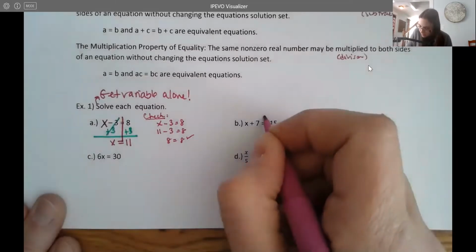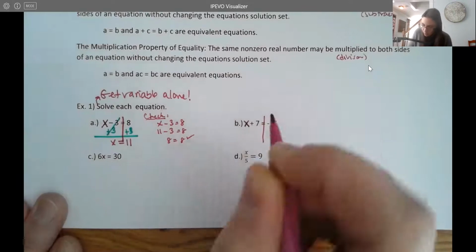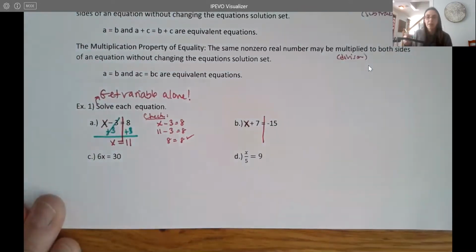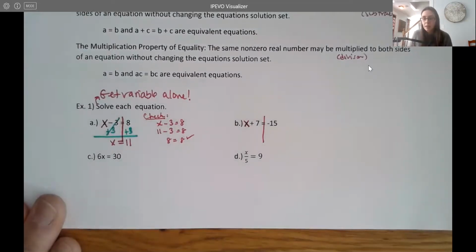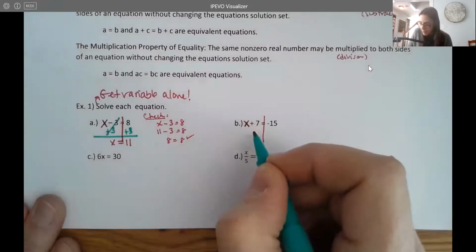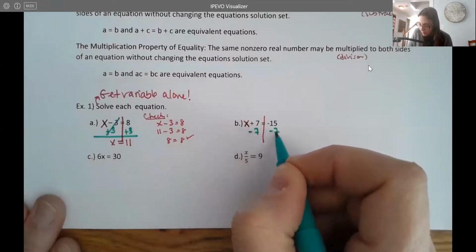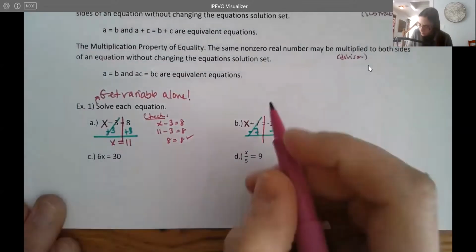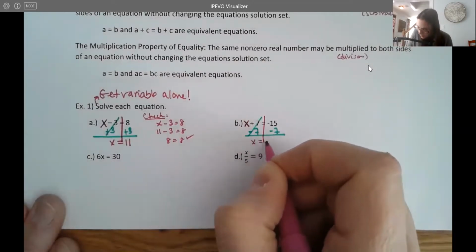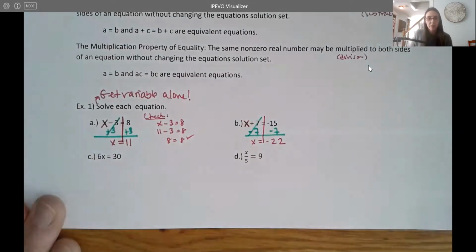All right, for the next one, again, I just want that variable by itself. So I need to get rid of the +7, because it's hanging out with the x. I don't want it to be with the x. I want it by itself. So think about how you cancel things. We use opposites. The opposite of a +7 is a -7. So I will do -7 on both sides. The +7 and the -7 will cancel. And then I have x equals -22.